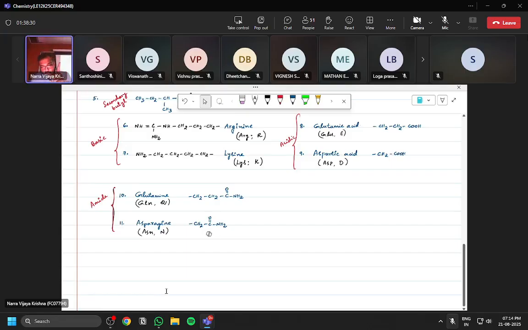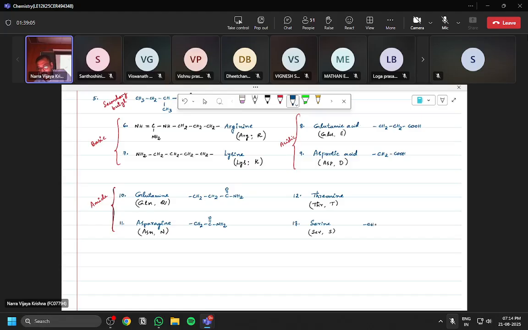Now, 12 and 13, remember as another group. 12 and 13. These two are alcohol group possessing amino acids. One is threonine. Already you know one more one, serine. Threonine, serine. Single letter symbol for serine. SER, threonine. THR-T. Serine, threonine.